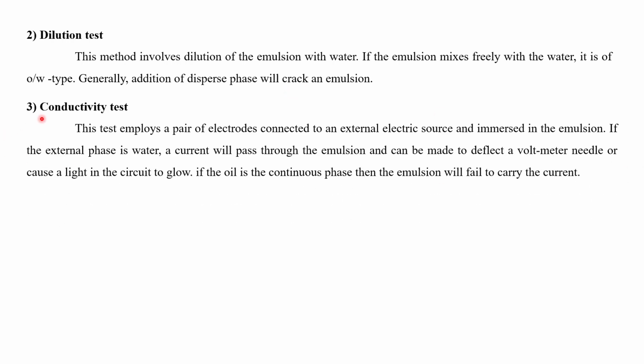The next test is the conductivity test. As we know, water conducts electricity. Based on this concept, the conductivity test is done for emulsions. If oil in water emulsions are there, light will glow. If water in oil emulsions are there, the glow of the light is somewhat dull or fails when compared with oil in water emulsions, because water is present in more amount in oil in water emulsions, so the light will glow, whereas in water in oil emulsions water is present in small amounts, so there may be a failure of the light to glow.